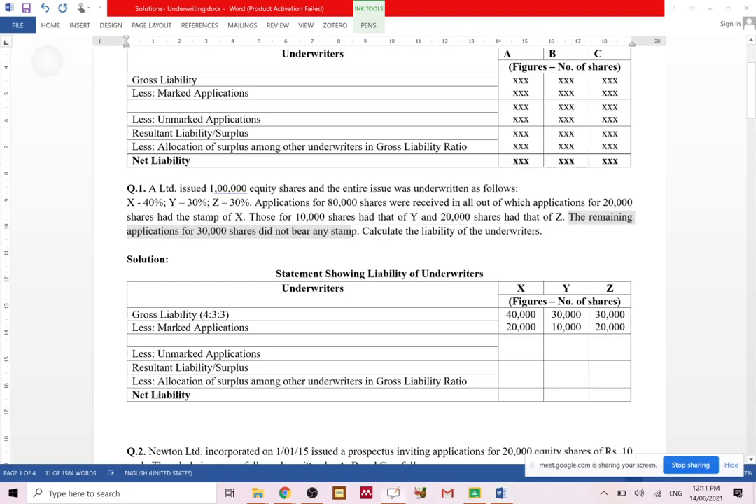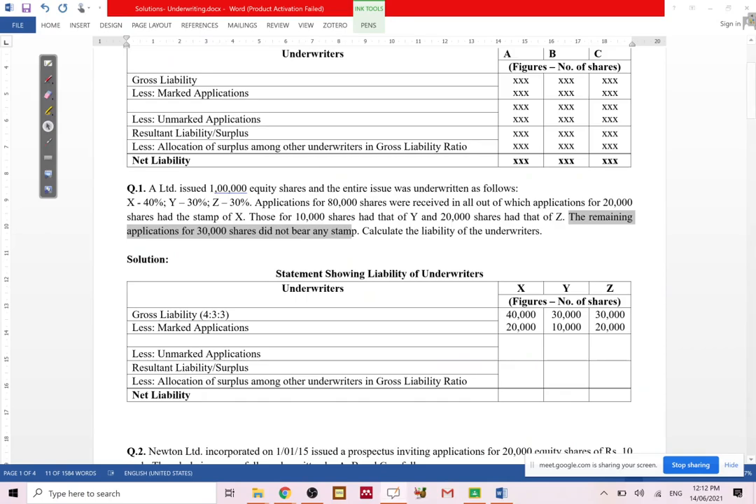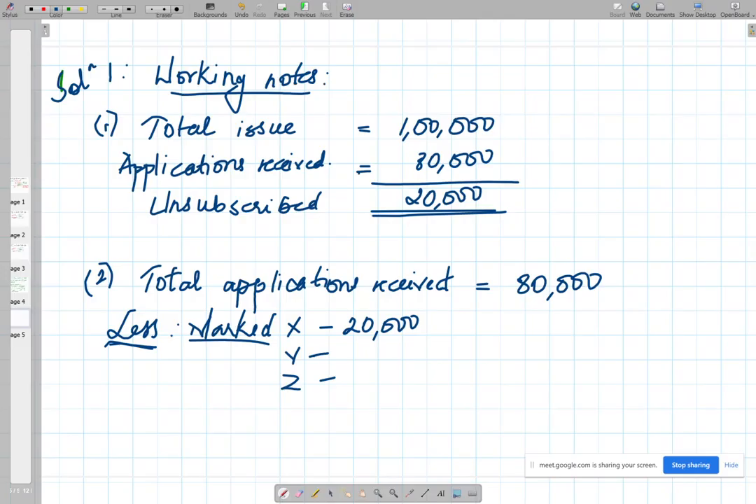Now in this problem they have given directly how many were unmarked. So, less marked, correct? Marked applications: X was 20,000, Y was 10,000 and Z 20,000. In this problem it's directly given, it's just the first problem, but normally you will have to calculate this. So 20, 30, 40, 50.